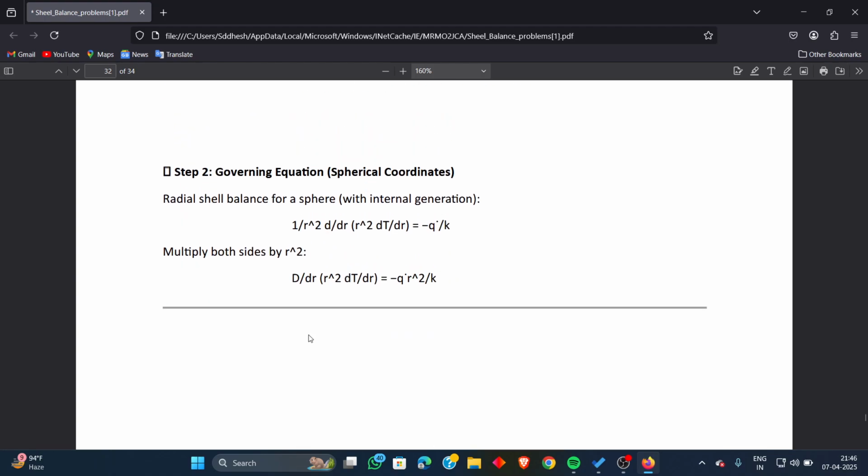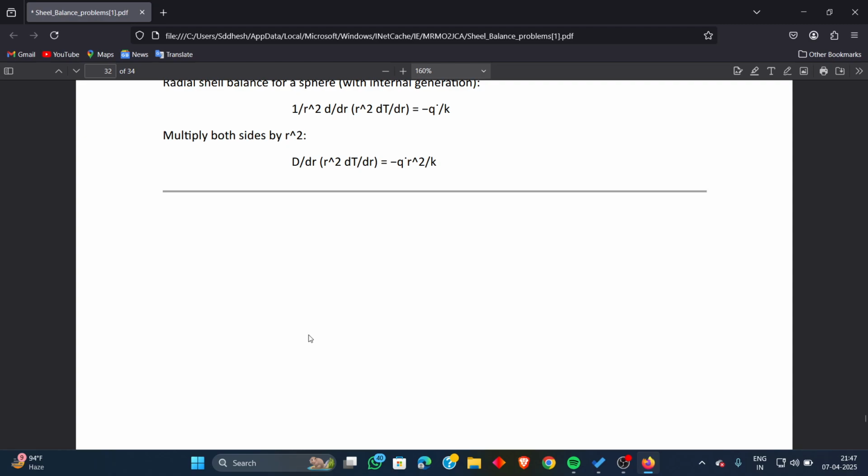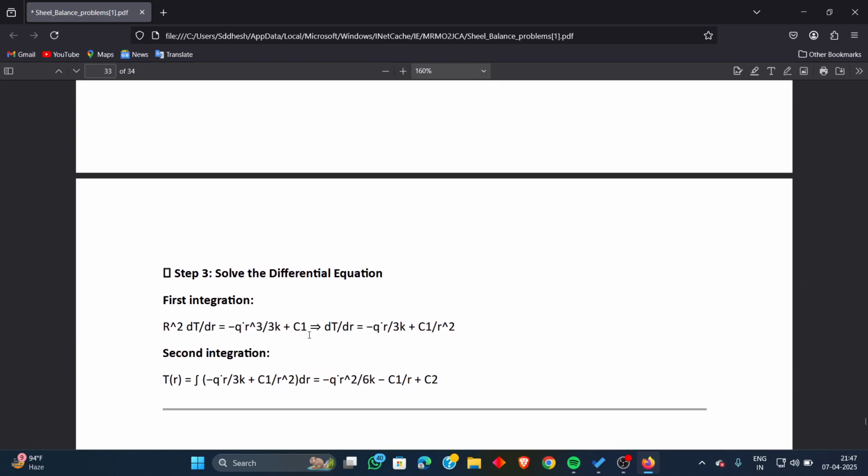Step 2, governing equation, that is spherical coordinates. Radial shell balance for a sphere with internal generation: 1 by r square into d by dr into bracket r square dT by dr is equal to minus q dot by k. Multiply both sides by r square. d by dr of r square dT by dr is equal to minus q dot r square by k.